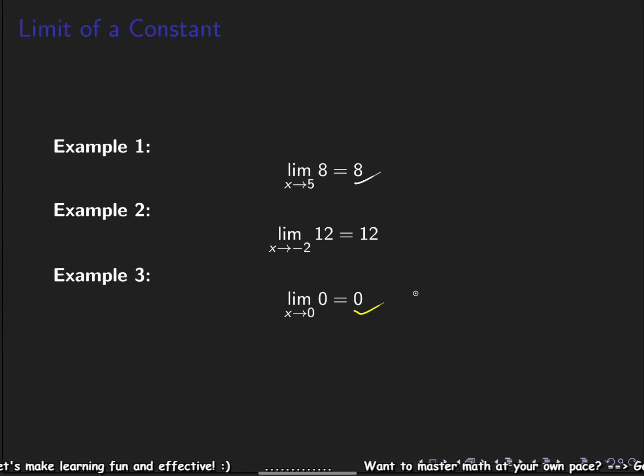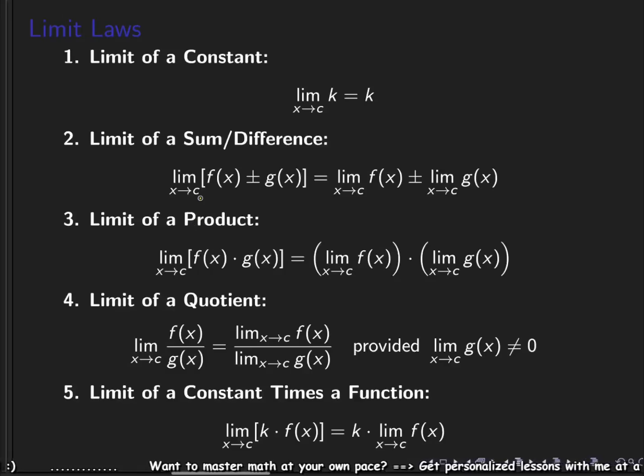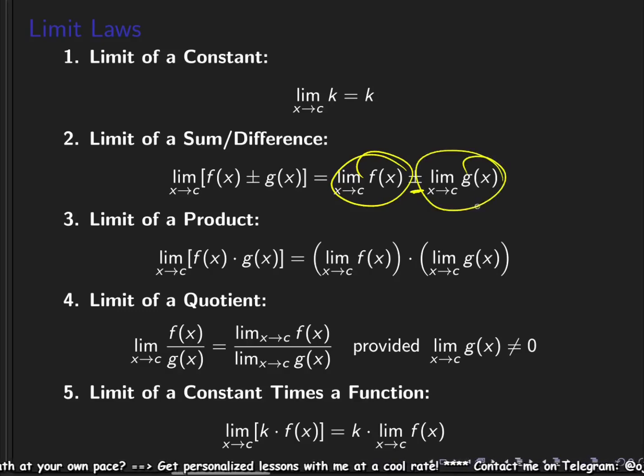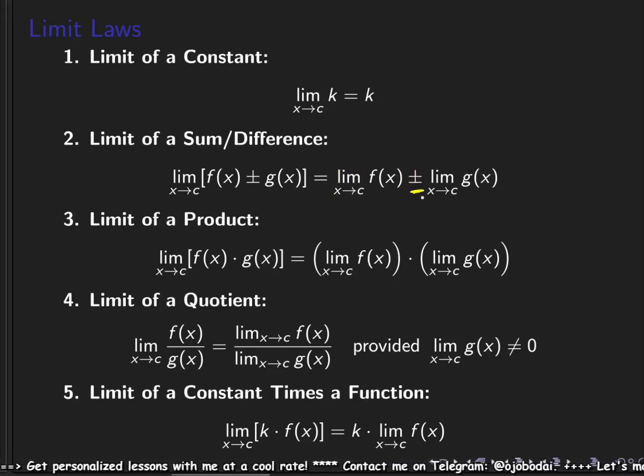0 without evaluating anything. Now let's look at another law regarding limits. This second one here talks of the limit of sums or differences. So if you have the limit of, let's say, f of x plus or minus g of x, the only thing you need to do is find the limit of f of x. Then if it is plus or minus, you put that there and then the limit of g of x. So it doesn't matter. You can separate the two functions and then find the limit of them one after the other. Let's look at some examples to see how this rule is applied.